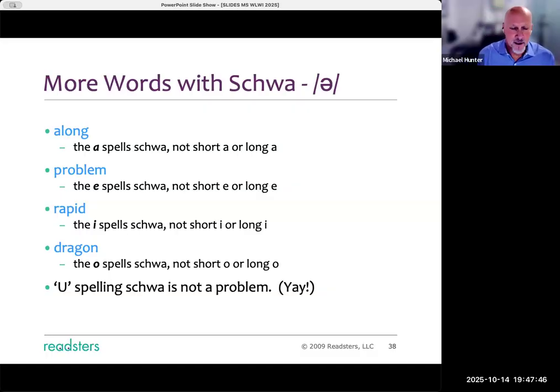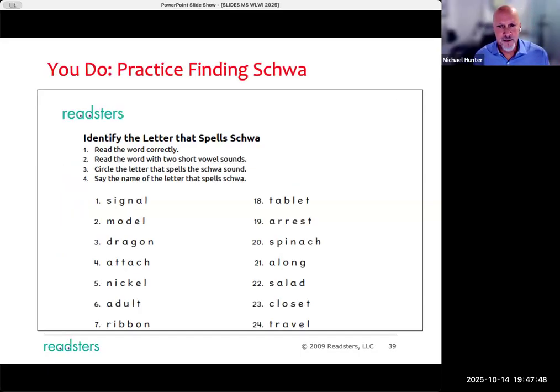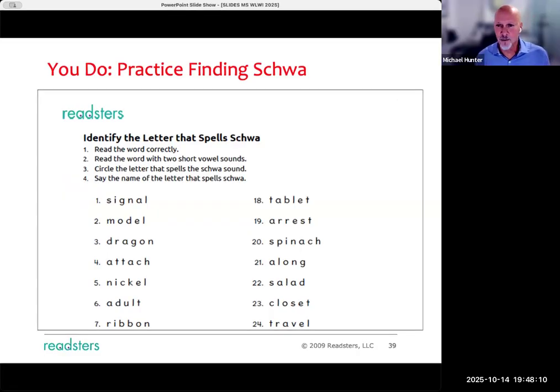Then we do the lesson. We have individual students take turns reading the word the way that it looks. So "sig-nal," then read it the way it should be, "signal." Then everybody circles the schwa letter, the letter that spells the schwa sound. Then we have the student tell us which letter they circled, and we let them know if we agree or disagree. If everybody agrees, it's probably right.